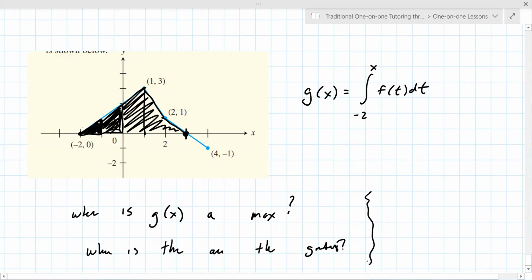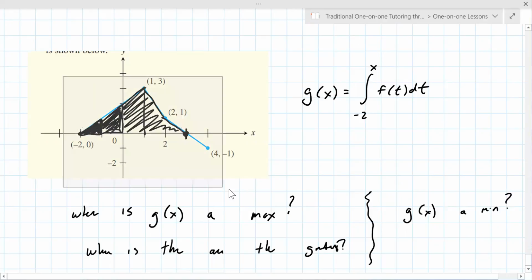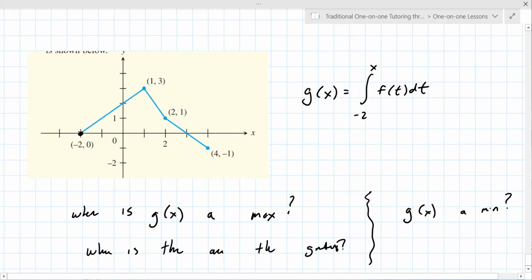So similarly, we could ask where is g of x a min? This one's a little bit harder. Notice that g of x is initially 0. If you say x equals -2, that's the integral from -2 to -2 of f of t dt. That's 0 by definition with the same bounds. But if you go to the right, all of this is positive, and then you take a little bit away here. Is 0 still smaller than whatever this adds up to minus whatever this adds up to? In this situation, yes.